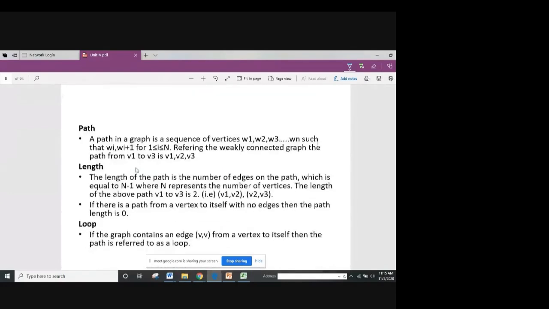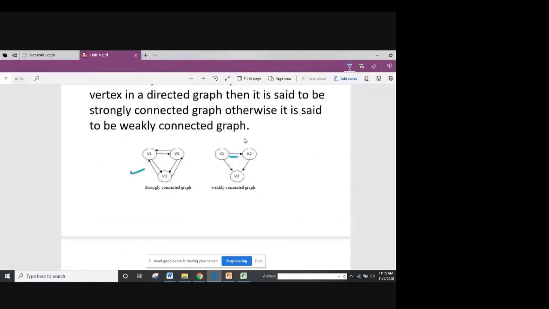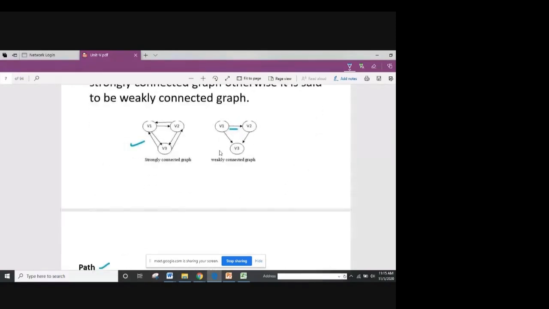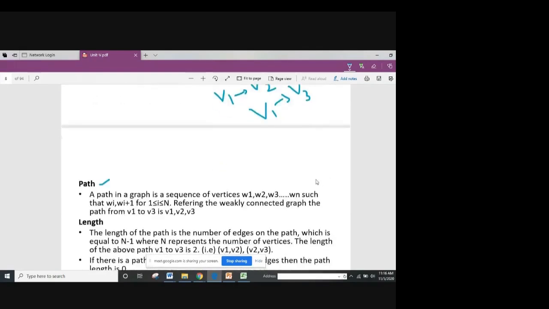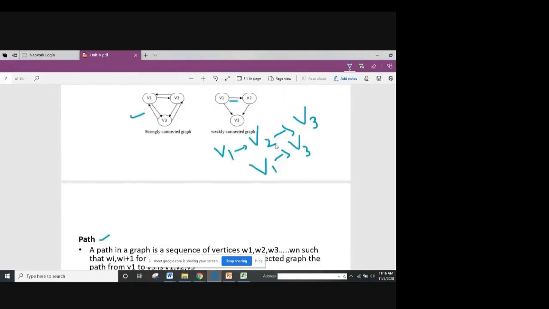Okay, so a path. What I can tell as a path, for example, if I take this diagram, the path from V1 to V3. What are the paths from V1 to V3? V1 to V2 and then to V3. There is another direct path also, V1 to V3. So this is what is called a path, from the source to the destination.